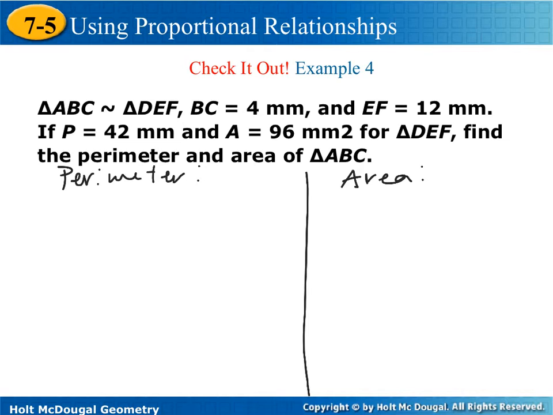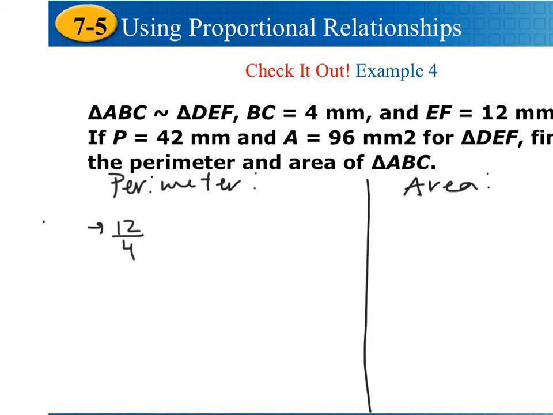So what's our ratio that we can use? 12 over 4. So this 12 is coming from triangle DEF, right? Because EF is 12. So we have to keep DEF on top here. So the perimeter of DEF is 42. And then what goes on the bottom? P.